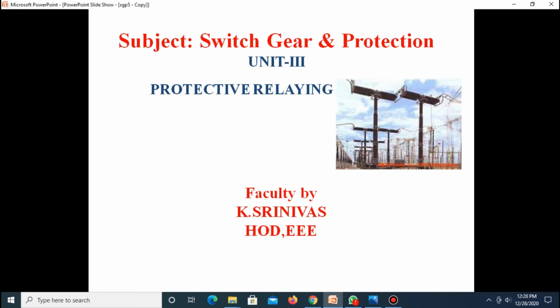Hi students, in the last class we discussed different types of relays and the definition of a relay. Relays are classified into three types: based on principle and operation, based on time of operation, and based on application. These are the classifications of relays. Now we will discuss one more topic, the solenoid and plunger type relay.